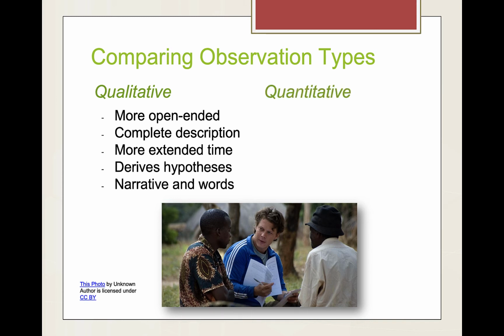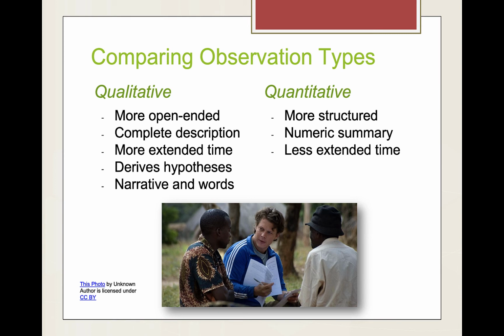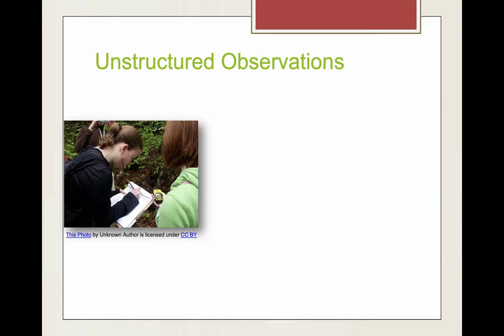A quantitative approach is more structured. It gives you a numeric summary. It usually takes less time. It begins with hypotheses and uses checklist and count.